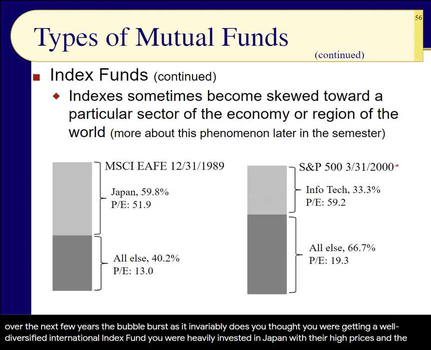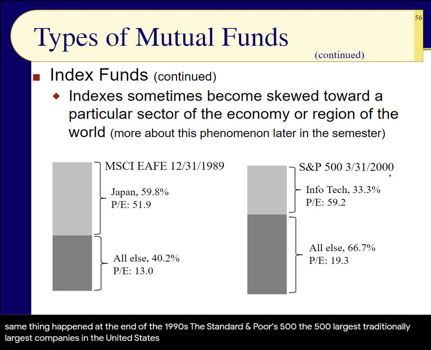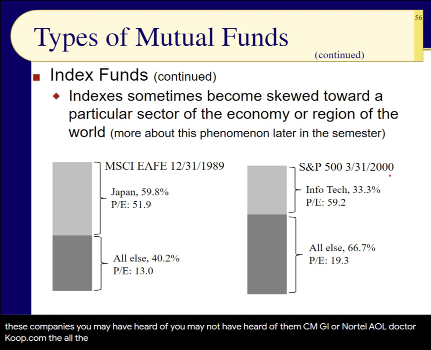And the same thing happened at the end of the 1990s. The Standard & Poor's 500, the 500 largest companies in the United States, became skewed towards information technology. And some of these companies you may have heard of, you may not have heard of them. CMGI, Nortel, AOL, drcoop.com, all the internet companies.